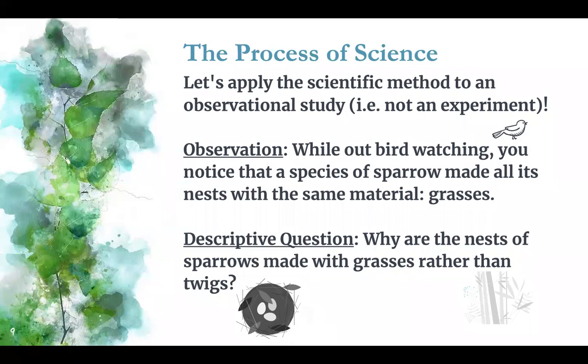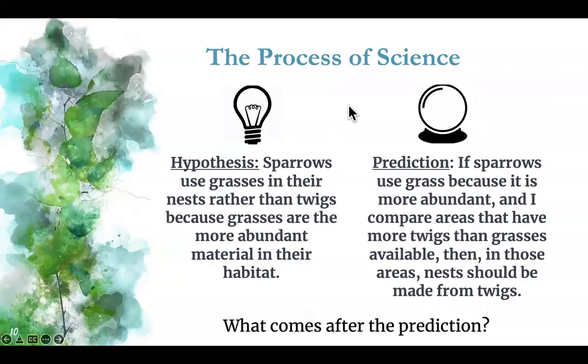Now, this is something I can test. So my hypothesis, remember that this is a because statement, a probable explanation to my question. My hypothesis is that sparrows are using grass for their nests instead of twigs because grass is most abundant in their habitat, in that specific area that those sparrows are living in. Right, I look around me, I see a ton of different grasses, but I don't see a lot of twigs. That's why I think the sparrows use grass. Well, that is my hypothesis.